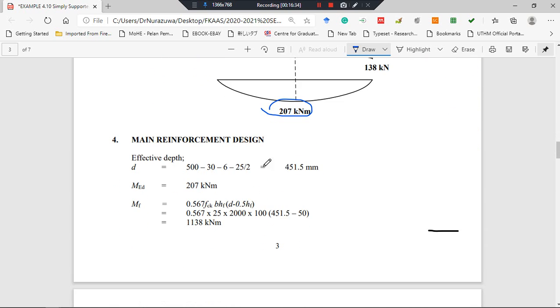So next is to design the main reinforcement. So D is equal to 451.5. So this is the T-beam.